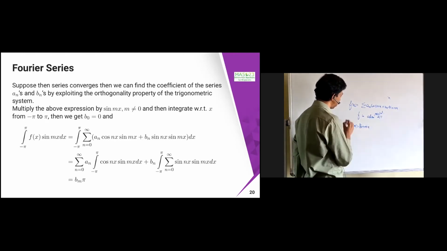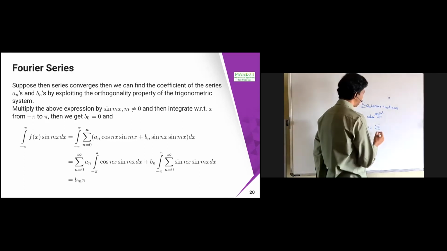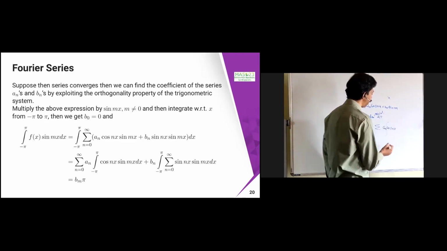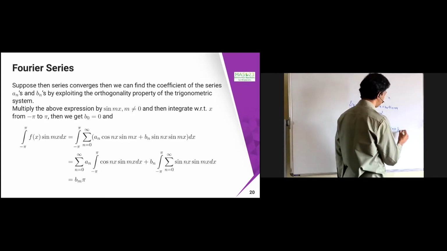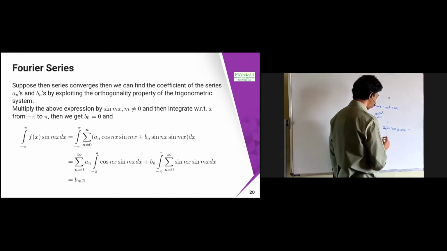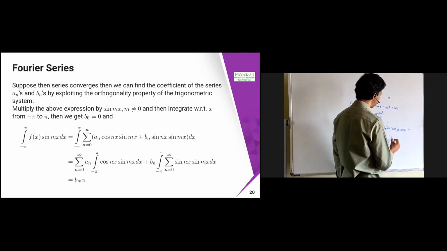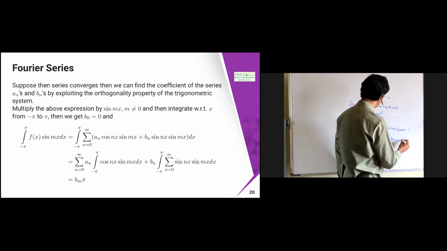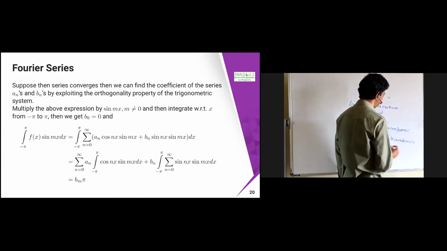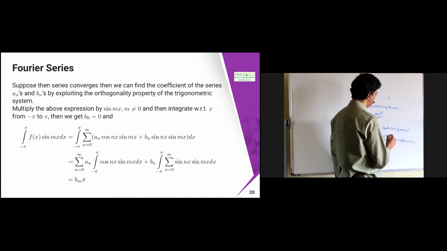The integral from minus pi to pi of f(x) sin mx becomes the summation, with n equal to 0 to infinity, of a n times the integral of cos nx into sin mx, plus another summation of b n times the integral of sin nx into sin mx dx, where the integral is from minus pi to pi.